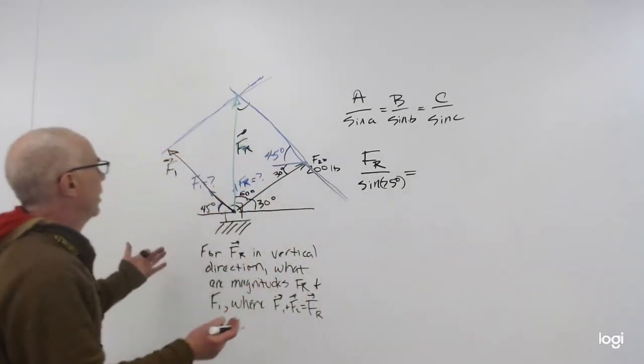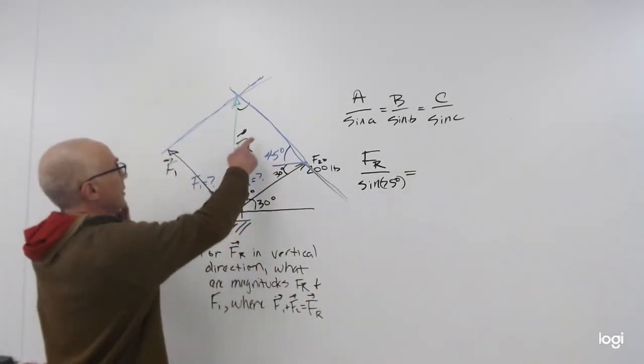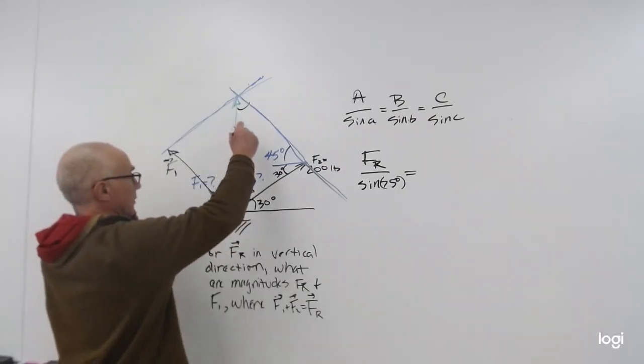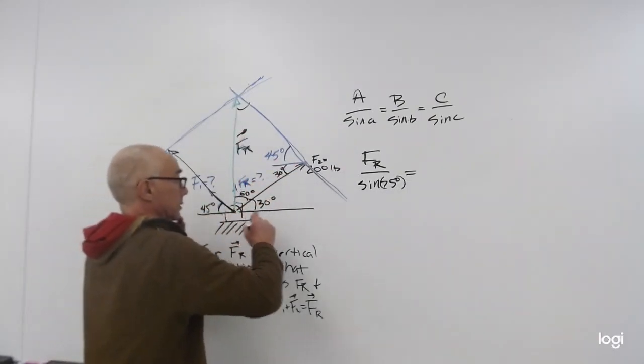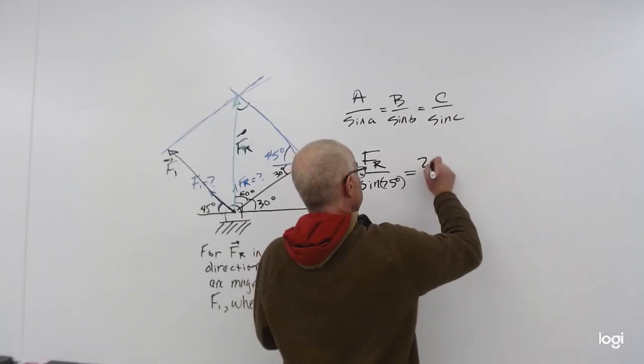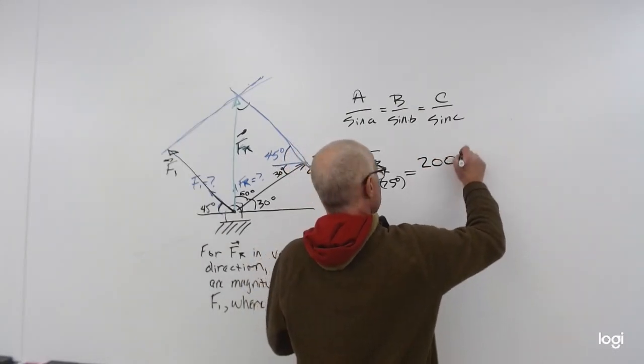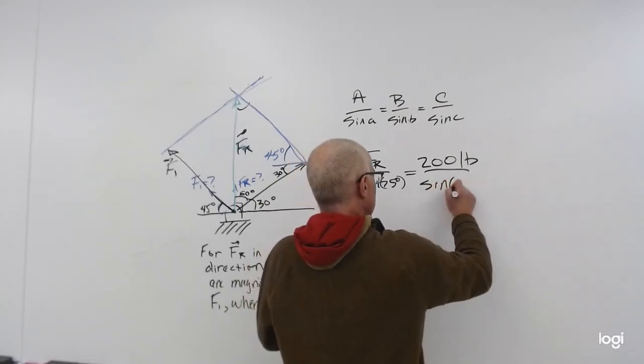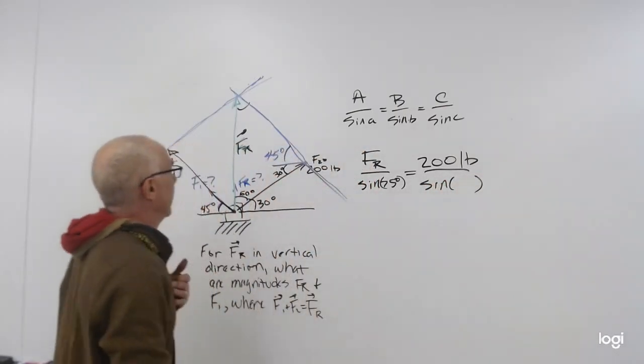So what else do we know? Well, we know this angle, so let's use this opposing force. Oh, we don't know that one, so we're going to have to use this one, which is 200. So we have here 200, what are they, pounds? And so what is this angle? I'm going to put sine, and I'll leave this blank because we don't know yet.